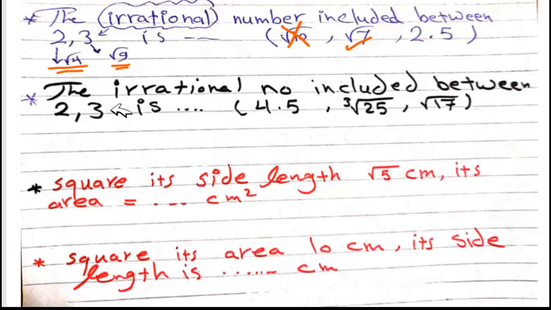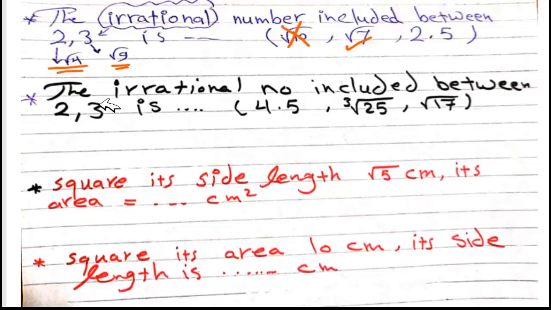Second one. The irrational number included between 2 and 3 is 4.5, cube root of 25, or square root of 17. As we said, if you want to find the irrational number, you have to do just like this.